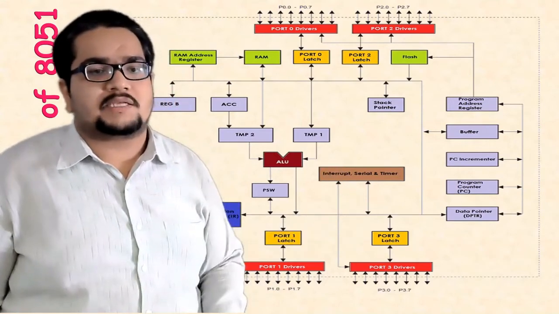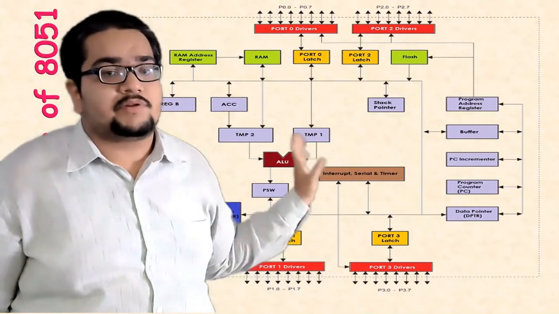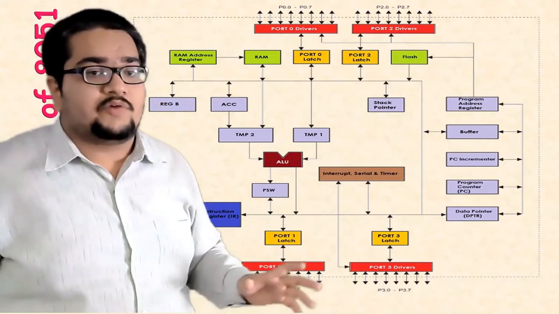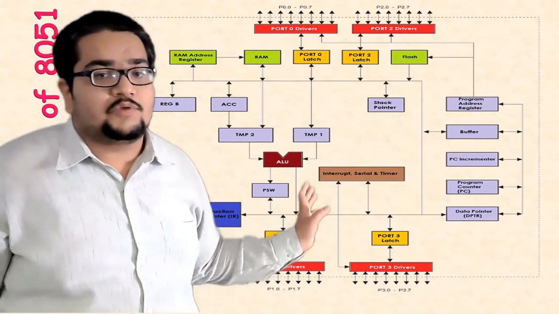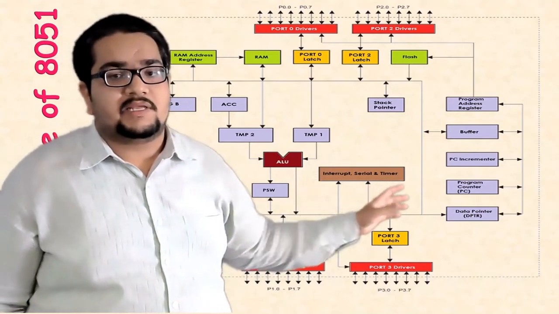Now you will be asking, where is the execution unit? The execution unit is wherever your ALU is. The area of the microcontroller where your ALU operations are going on, you can call that an execution unit. So that will be there.